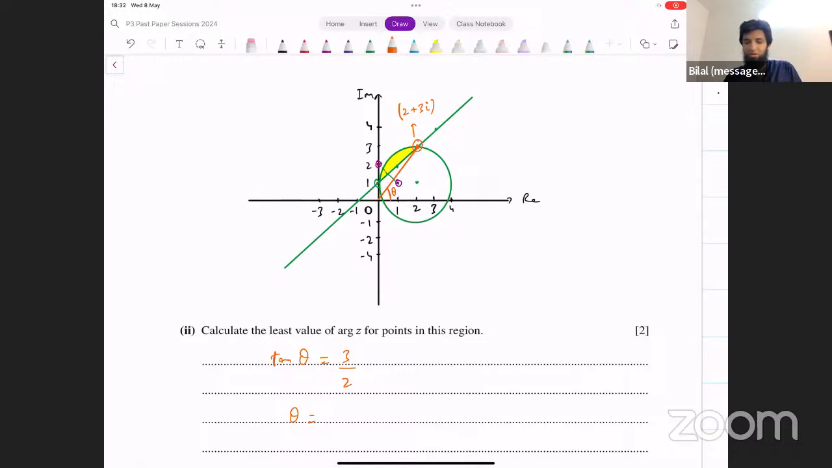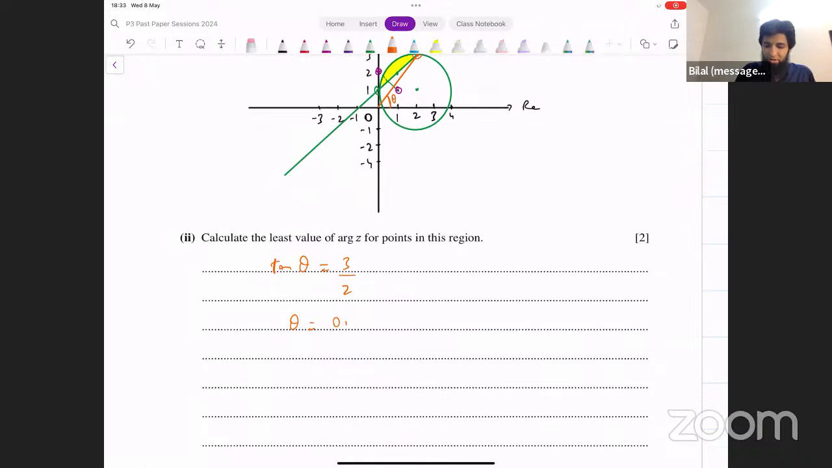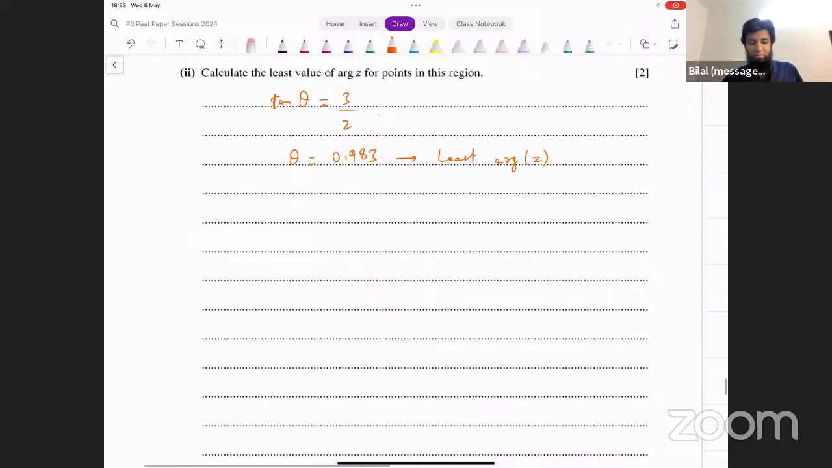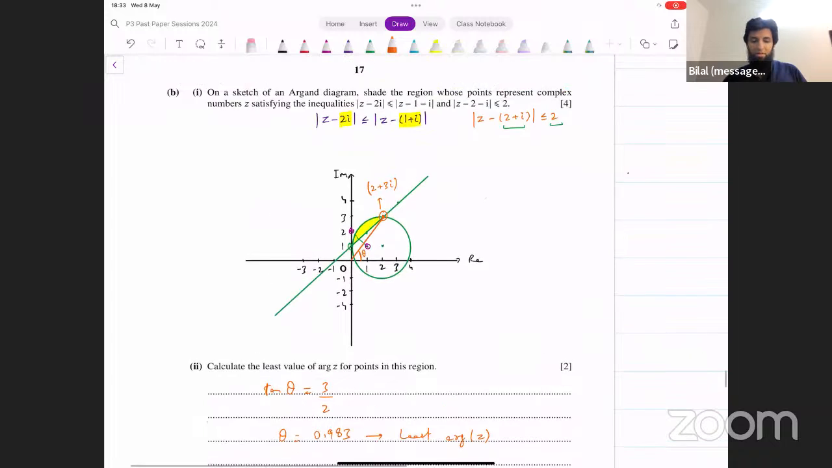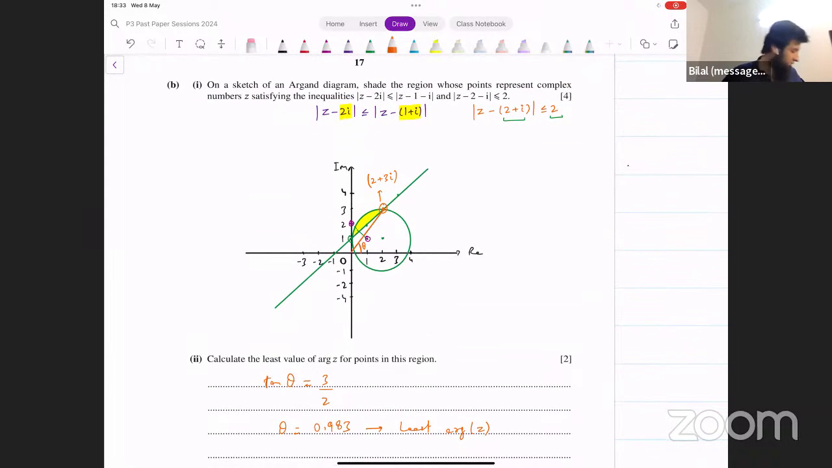You can see what that turns out to be. Tan inverse of 1.5. And that is giving me 0.983. That's the least argument for points in this region. Okay? And that's the second part of this question, B2 of this question. Okay? I hope that makes sense. Yeah, exactly. That's correct for me. Okay, so this is what we get. This was the least argument.